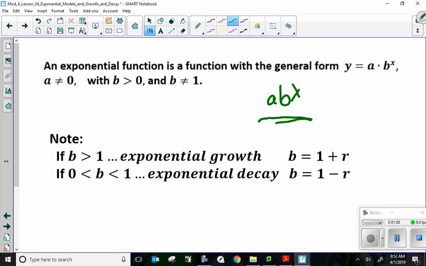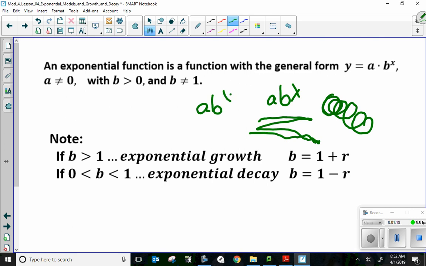Okay, that again, this board is all squiggly. Look at that. Well, let me realign it. All right, there we go, much better. Still squiggly. So it is a, b to the x. And it doesn't even look that much better.